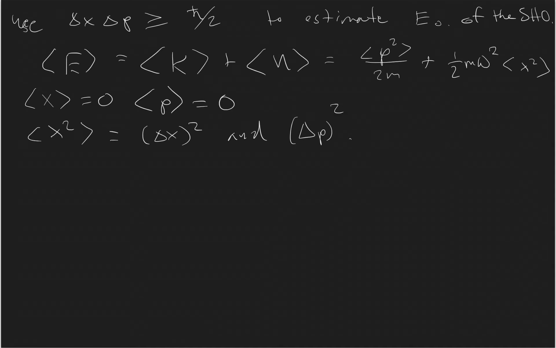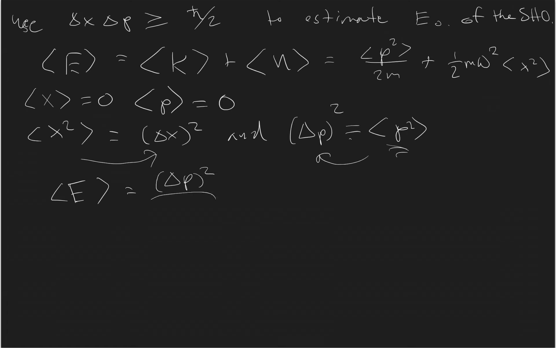And I'm sorry, I didn't write this out. Hopefully that's not confusing. So the average momentum squared is going to be equal, we're defining this in terms of the variances. And so what we can then have is that the average energy is going to be, of course, substituting in the variances instead.